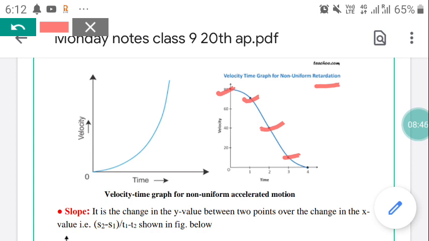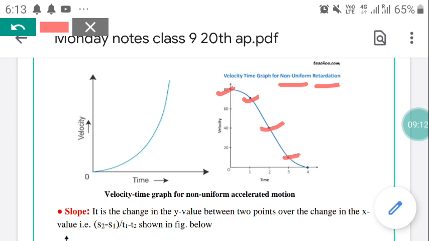And I have introduced non-uniform because it is decreasing non-uniformly. Like at 1 second it became 70, at 2 seconds it should be 60, but no, it became 40, then at 3 seconds 10, at 4th 0. So this type of non-uniform data is called non-uniform retardation.